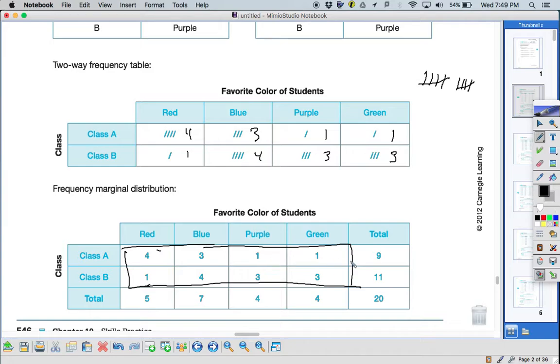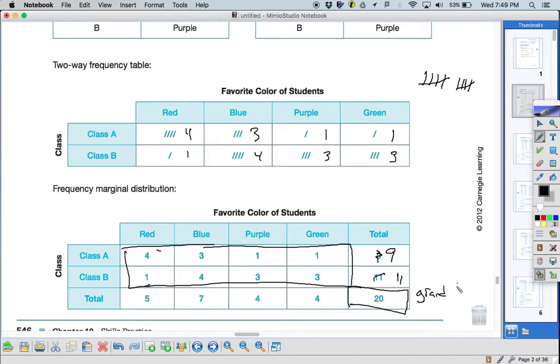So we're going to total across, and we're going to total up and down. So we're going to go across, and I got 4 plus 3 is 7, plus 1 is 8, plus 1 is 9. So I write 9 right here in this box. Okay, and then I do class B. 4 and 1 is 5, 6, 7, 8, 9, 10, 11. So this is 11. And then I'm going to do the same thing up and down. So 4 plus 1 is 5, 3 plus 4 is 7, 1 plus 3 is 4, 1 plus 3 is 4. And then this box is what's called a grand total.